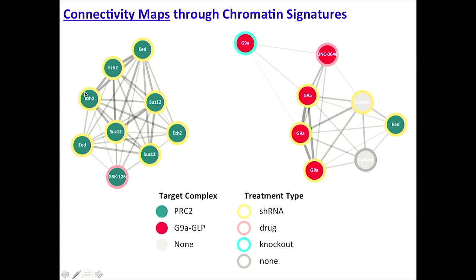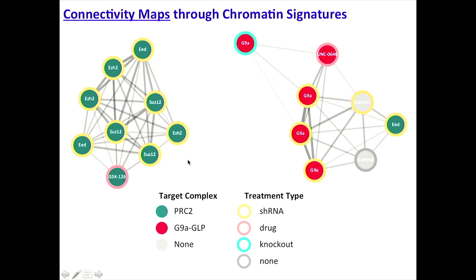We can see that all of the unique hairpins against PRC2, except for one that was more of a control type condition, all self-organized together in this map. And the way I've encoded these is the inner color of the circle represents the biology that we're targeting with the particular perturbation. The outer circle represents the type of treatment it was, whether it was a knockdown, knockout, or a drug treatment. And so here you can see all of these green nodes have self-organized together, regardless of whether it was a knockout with the gold rings around or a drug treatment with this pink ring around.